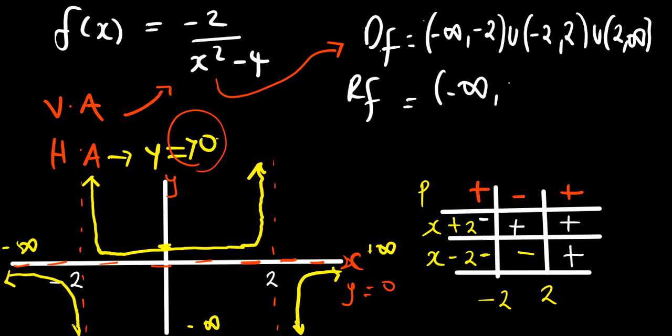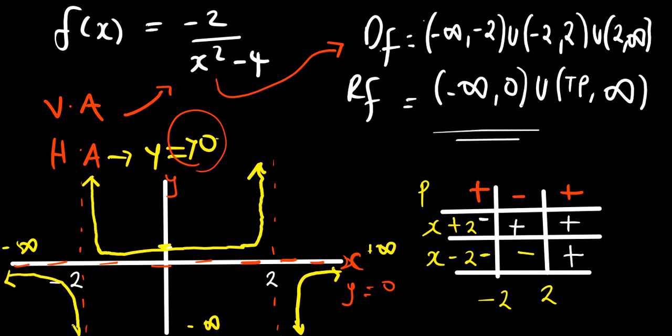When you reach 0, you're not crossing. Union, the turning point. You pass here at the turning point, you can just differentiate that, find the turning point, then you're going to positive infinity. So that will be the range of this function.